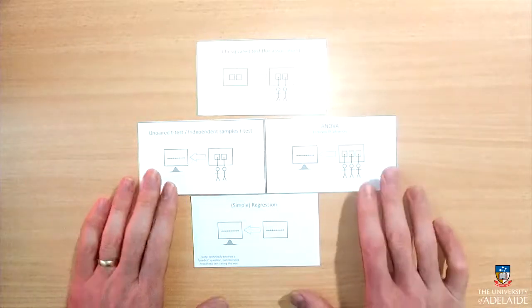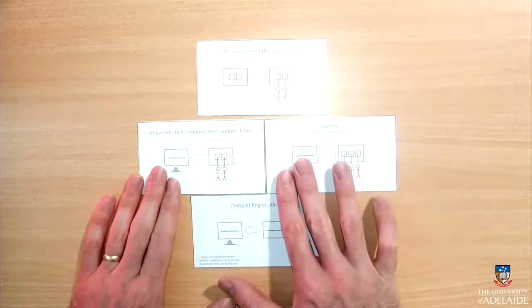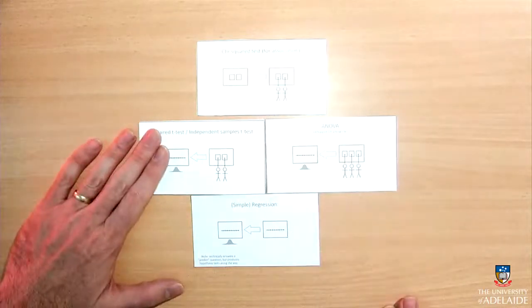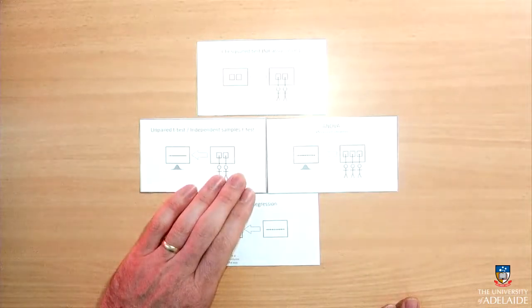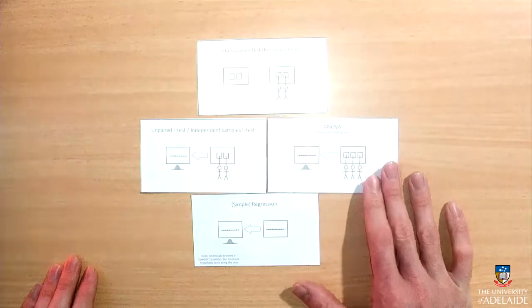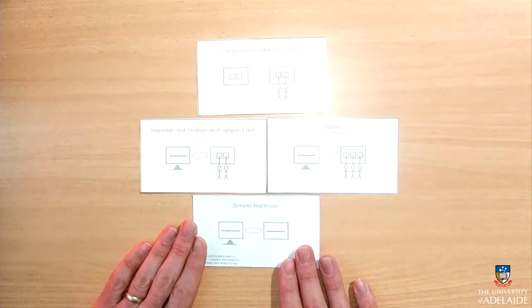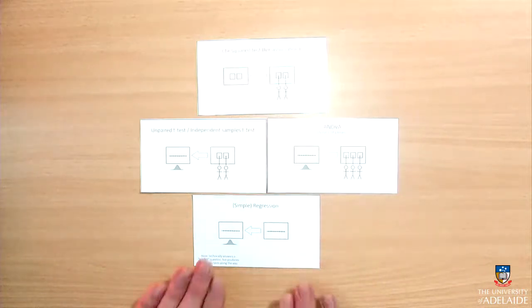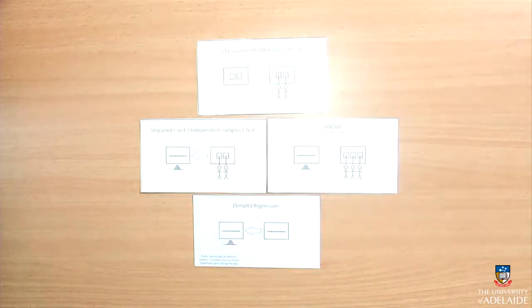And then if you have a categorical variable predicting changes in a numerical variable, you can test that with the unpaired or independent samples t-test if there's two categories in the explanatory variable, or with ANOVA if there's three categories. And simple regression is designed to find out about the relationship between two numerical variables. Okay, so all of these are about the relationships between two variables.